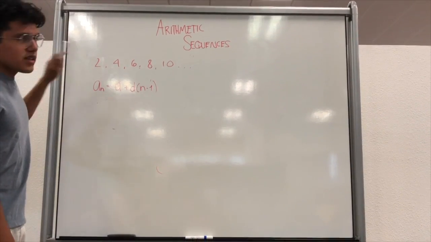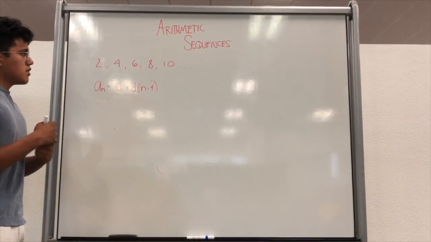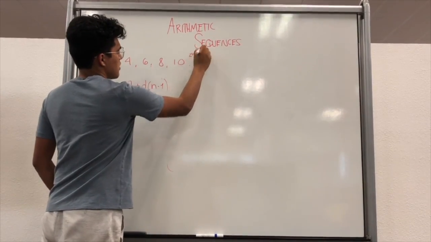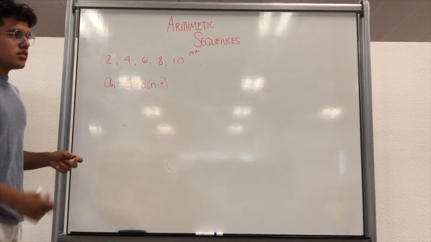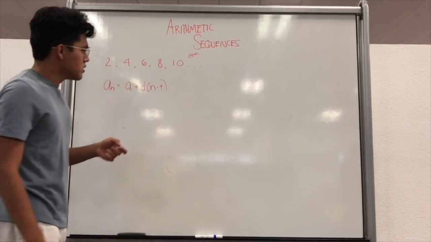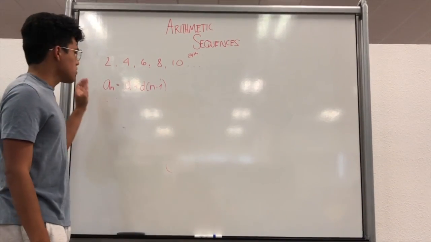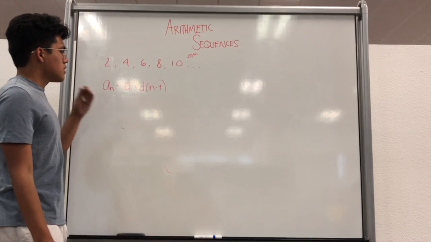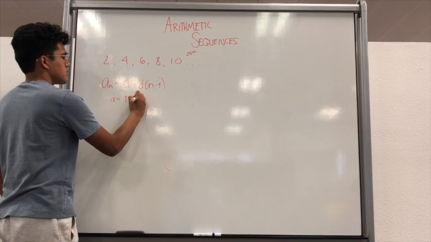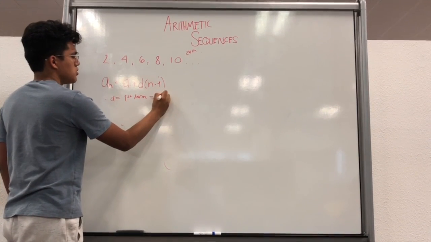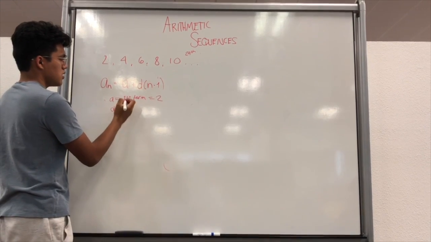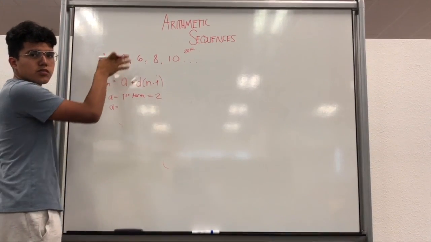For example, take a look at this sequence. What if I asked you what is the 24th term of this sequence? Instead of counting plus 2 plus 2 plus 2 until you get to the 24th number, an easier way would be to use this formula, in which A equals the first term, which is 2, and D is equal to the difference between each number.